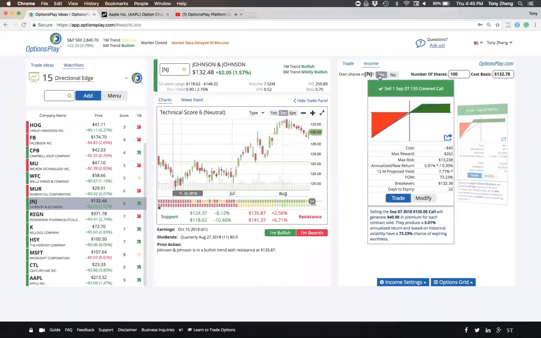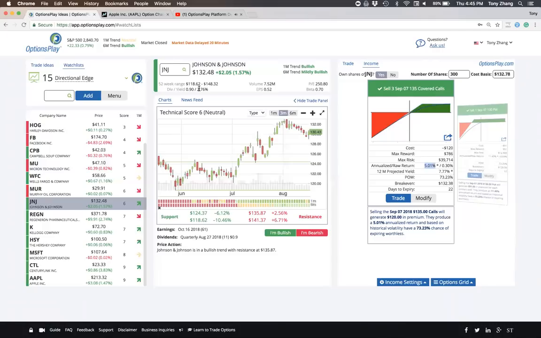I can even type in how many shares of Johnson & Johnson I own. So let's say I own 300 shares. It tells me that I should look at the September 3rd, 135.5 covered calls. Johnson & Johnson's trading at 132.5, so about $2.50 out of the money. This is telling me to sell that 135 covered call that expires in 22 days, and it gives me all the pertinent information that I need in order to decide, is this a trade I want to make?